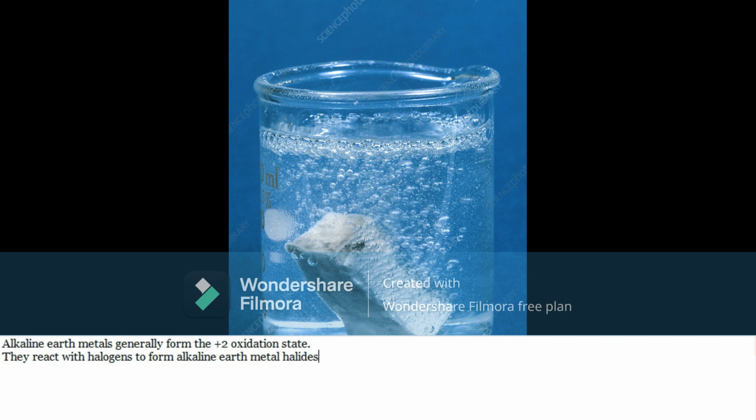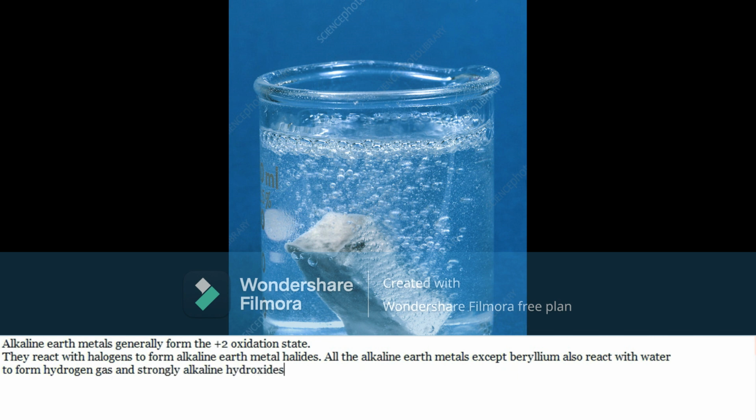All the alkaline earth metals except beryllium also react with water to form hydrogen gas and strongly alkaline hydroxides. The heavier alkaline earth metals react more vigorously than lighter ones. Compared to their neighbors in the periodic table, alkaline earth metals tend to have more stable isotopes, as they possess an even number of protons, and for any given even mass number, isobars with both an even number of protons and an even number of neutrons tend to be more stable due to nucleon pairing effects.